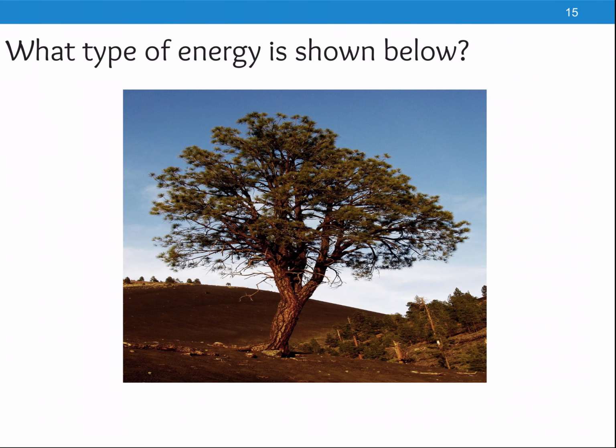Okay, I got a nice little tree. Not really little, but okay, got a tree here. What type of energy is being shown with this tree? You need to pause the video, do so. Going over the answers in 3, 2, 1.